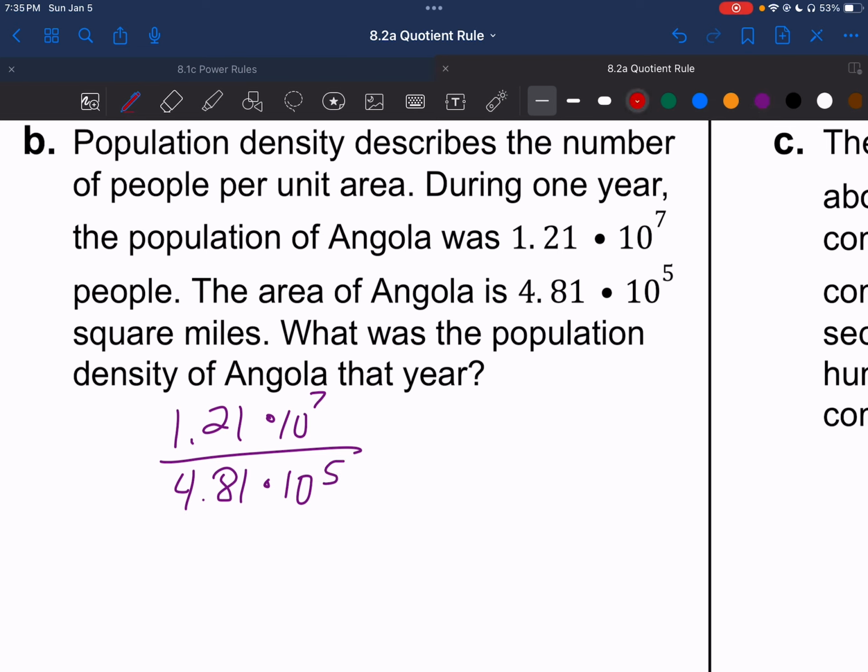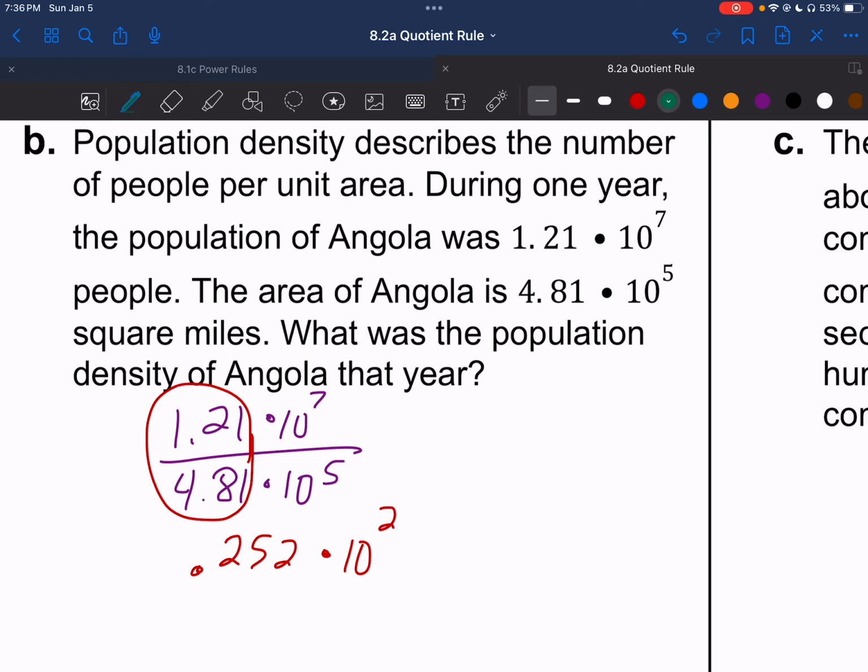And let's do that division, 1.21, right? We're going to do our coefficients first. 1.21 over 4.81 is going to get us 0.252. 10 to the 7th over 10 to the 5th. Where do I have more tens? In the top. We have times 10. How many more do we have? We have 2 more.